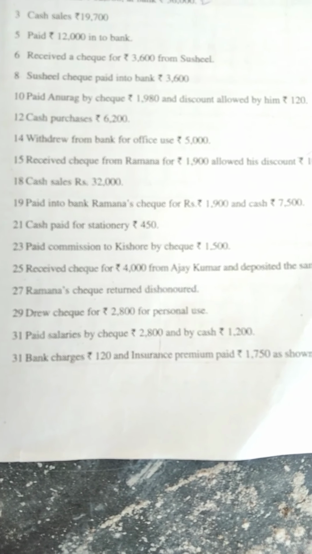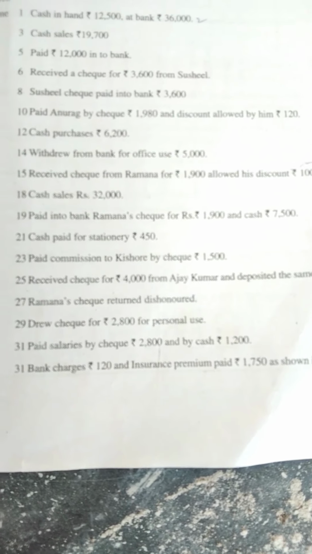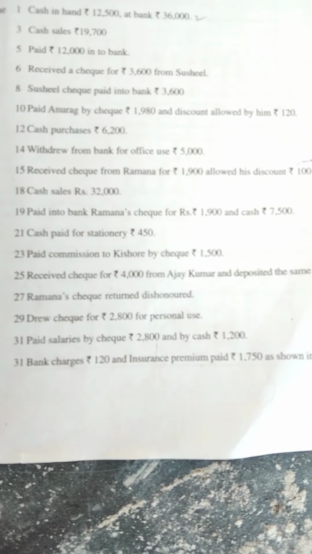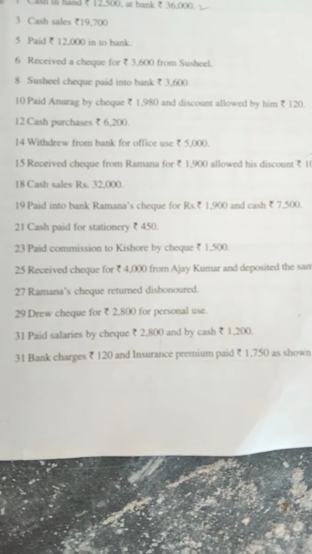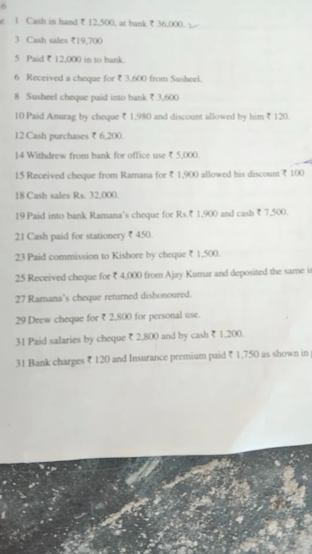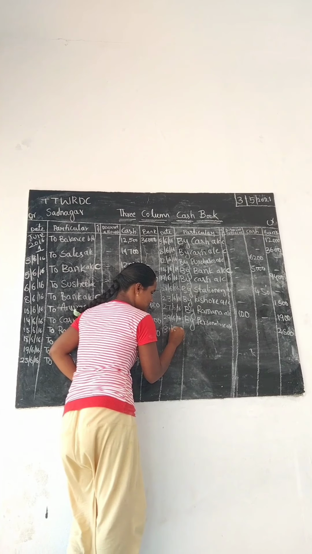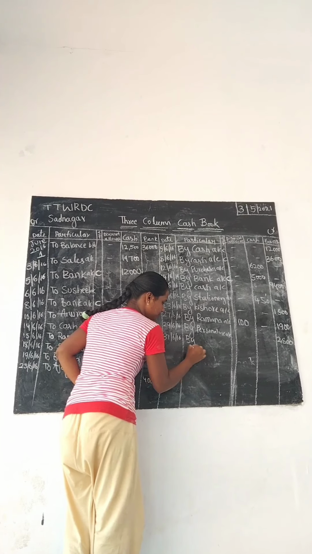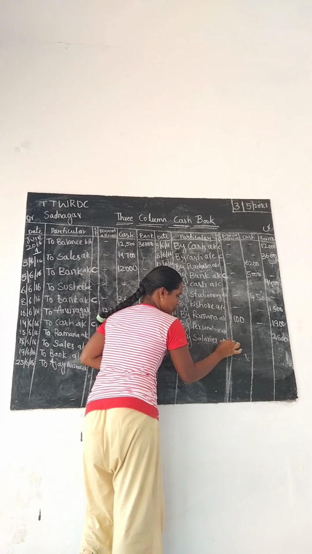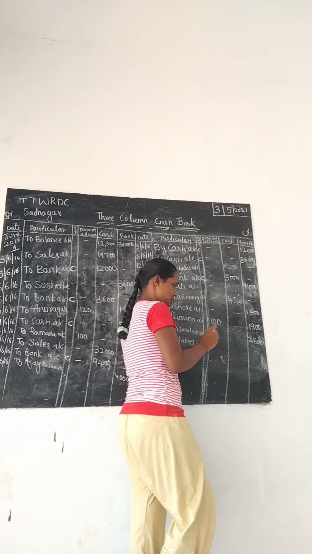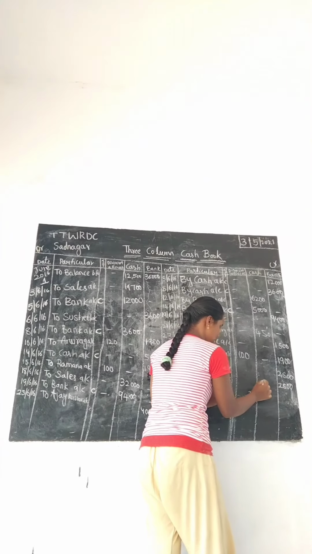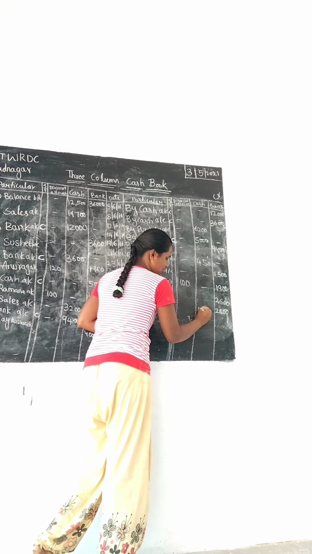On the 31st, paid salary by check rupees 2,800 and by cash 1,200. We are paying the salaries to the employees by check and cash, so it is the credit side. Date 31st June 16 by salaries account. In this transaction, by check we are giving 2,800 and by cash 1,200.